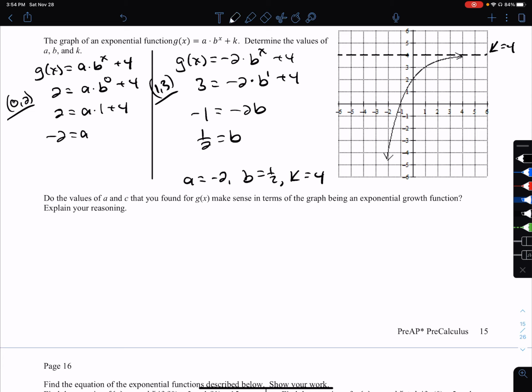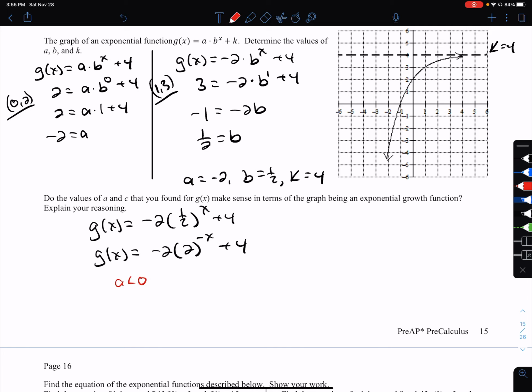So let's write this down. g of x equals negative 2 times a half to the x plus 4. We would rather have this written as g of x is negative 2 times 2 to the minus x plus 4, if you reciprocate the base and change the sign of the exponent. Now our rules should apply.